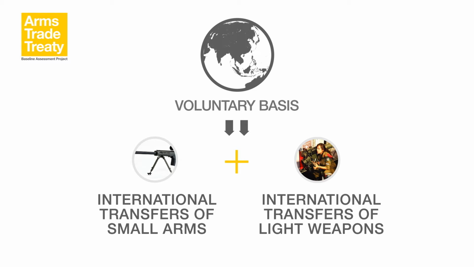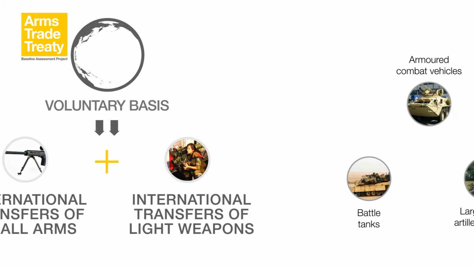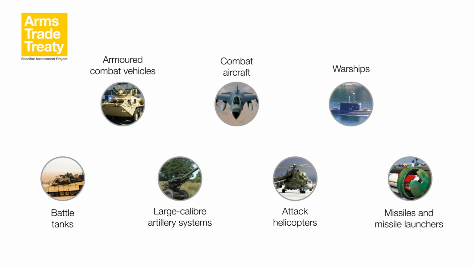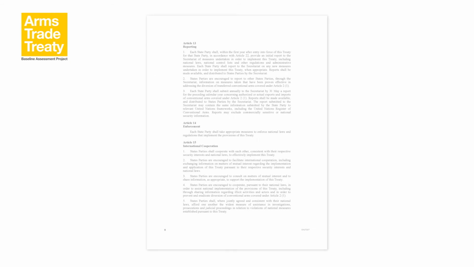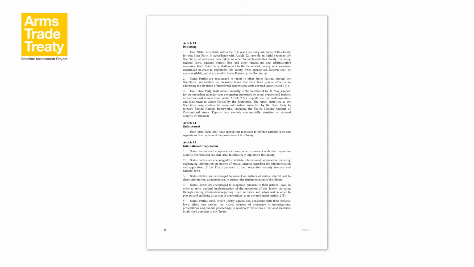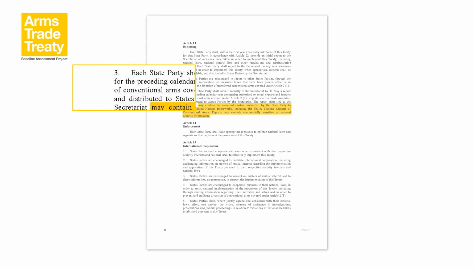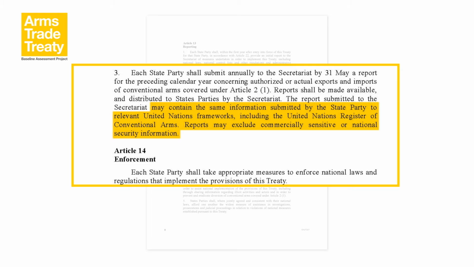Although the ATT regulates imports, exports, transit or transshipment, and brokering of conventional arms, the treaty only requires states parties to submit annual reports on authorizations and/or actual exports and imports of the 8 categories of conventional arms covered by the treaty. The ATT allows states parties to submit to the Secretariat the same information submitted to relevant United Nations frameworks, including the UN Register. Reports are also permitted to exclude commercially sensitive or national security information.